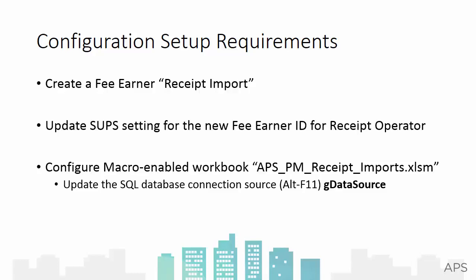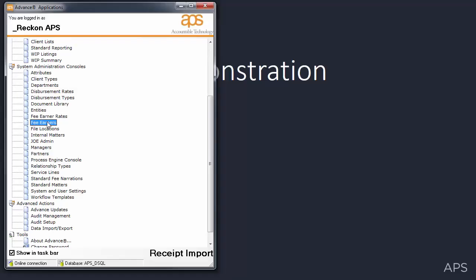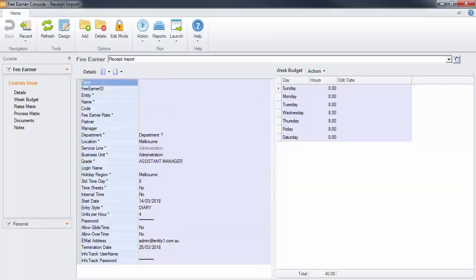Let's take a look at those steps now. Let's open fee earners and create the receipt import fee earner. If you don't already have one of these or you don't have an existing user, then simply select the Add in the fee earner ribbon.